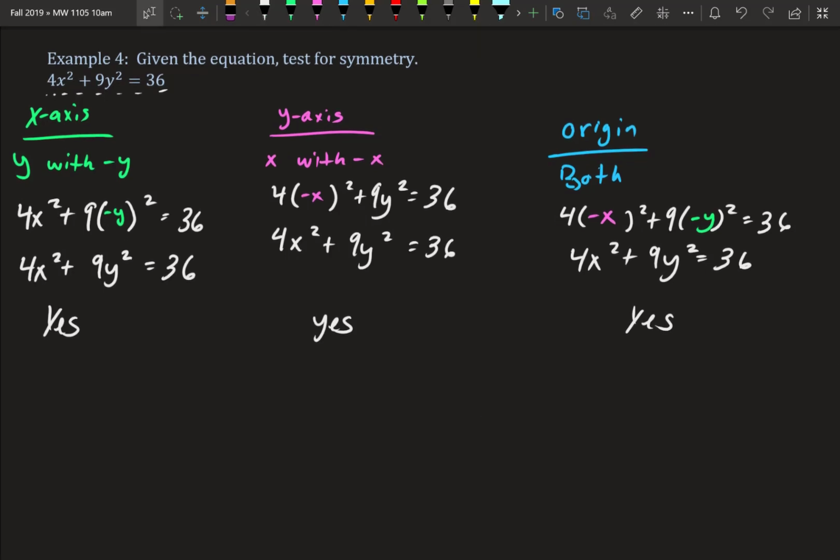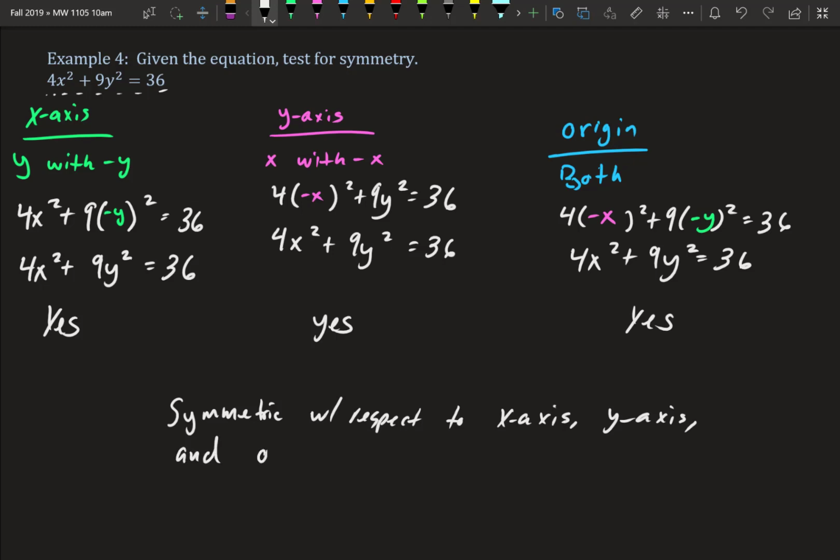On the test, you can say symmetric to all three. That's fine. But we're technically supposed to say symmetric with respect to the x-axis, y-axis, and origin. But you can just say all three.